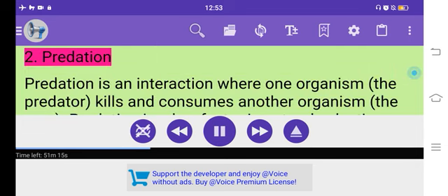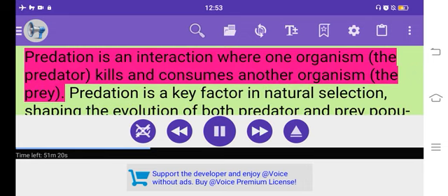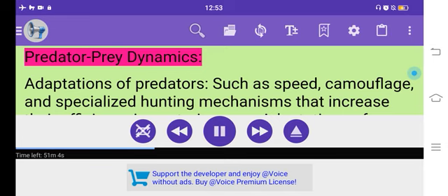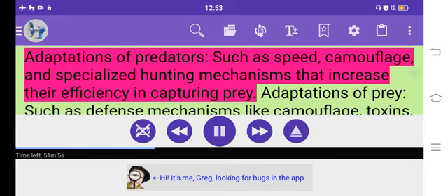2. Predation. Predation is an interaction where one organism, the predator, kills and consumes another organism, the prey. Predation is a key factor in natural selection, shaping the evolution of both predator and prey populations. Predator-prey dynamics. Adaptations of predators, such as speed, camouflage, and specialized hunting mechanisms, increase their efficiency in capturing prey.